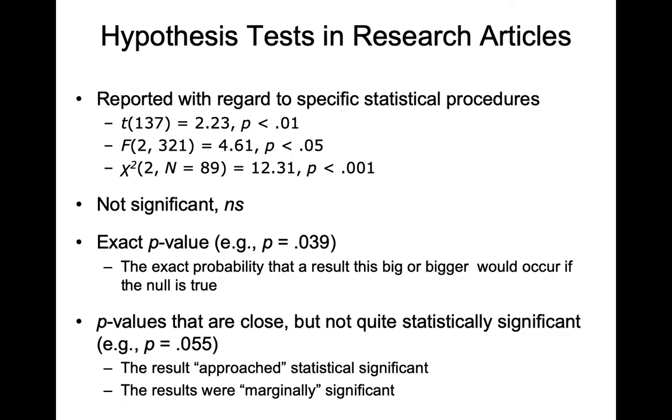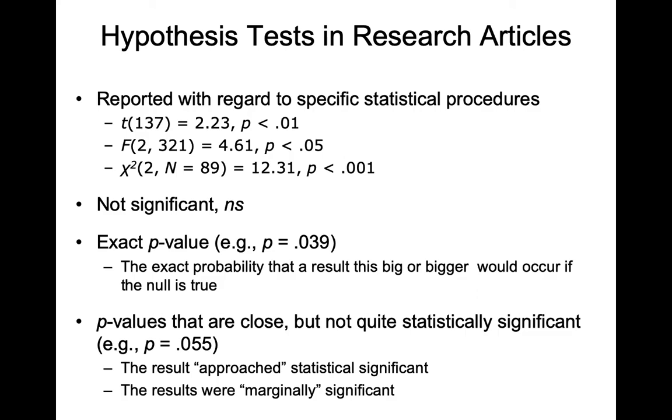Finally, people might report a p-value that is close but not quite statistically significant. For instance, p equals 0.055. It didn't quite make that threshold of being less than 0.05, in which case you might see an explanation that the result approached statistical significance or that the results were marginally significant. What the author is trying to convey is that we got close, but we didn't make that commonly agreed upon threshold of 0.05.